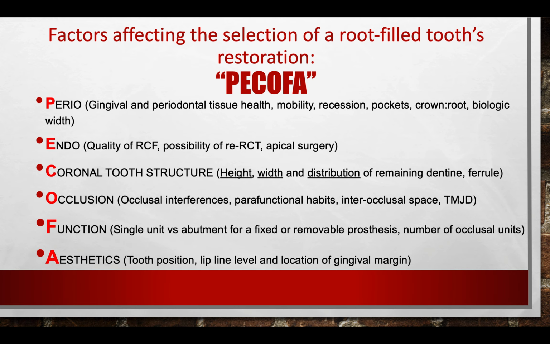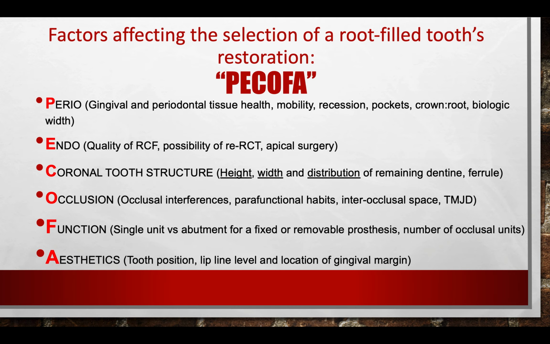And then we should look at the endodontic status and the root canal anatomy of this tooth. Can I do a good quality root canal treatment on this tooth? Has it been root canal treated before? Are there separated instruments or ledges or transportations or perforations that cannot be adjusted? Does it need a periapical surgery? And then we should look at the amount of the remaining coronal tooth structure in terms of height, the width, and the distribution of the remaining dentine. Does it have an adequate ferrule all around?